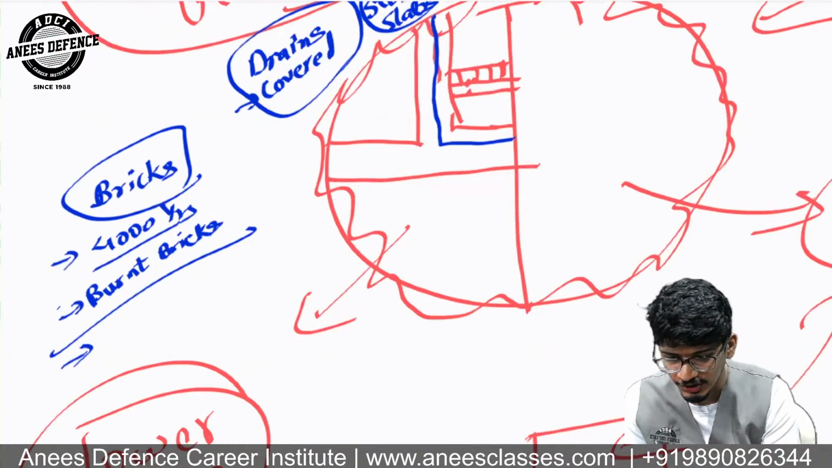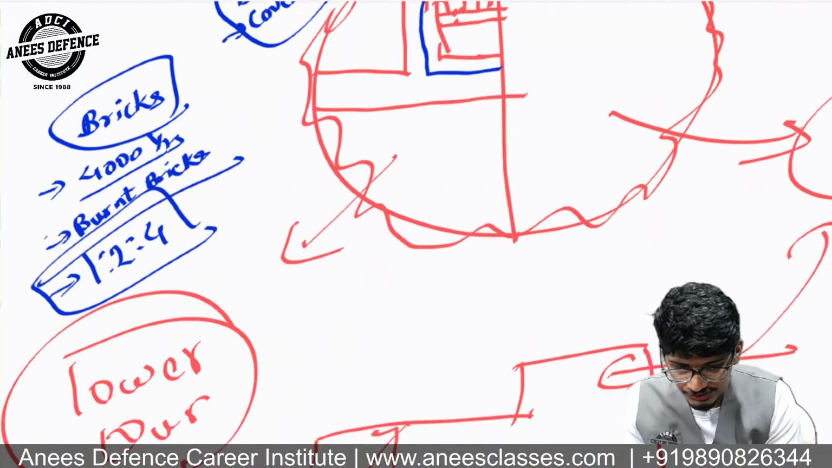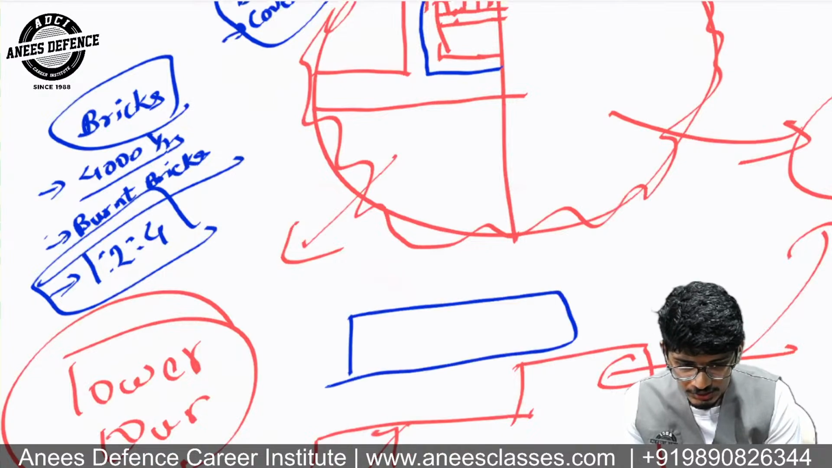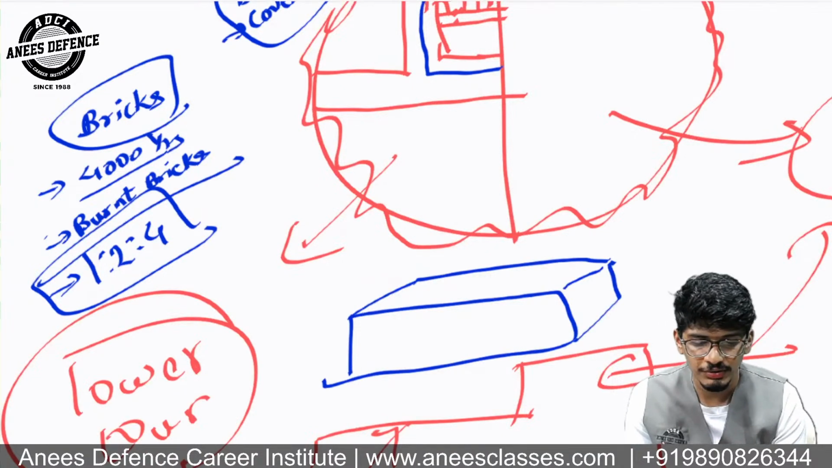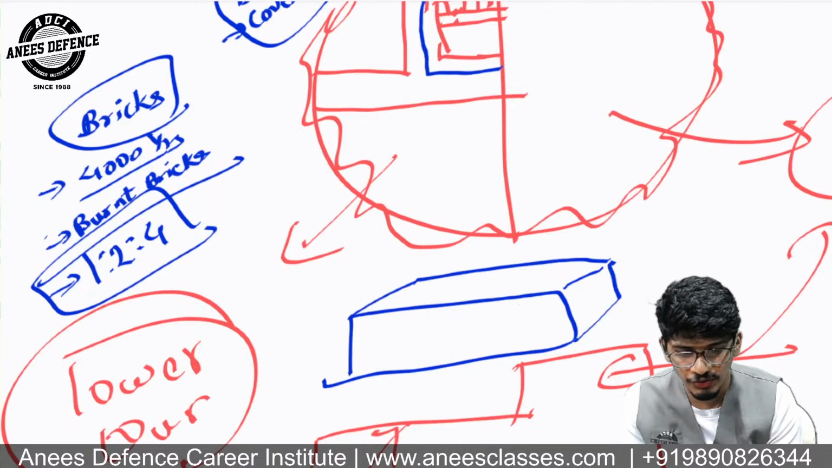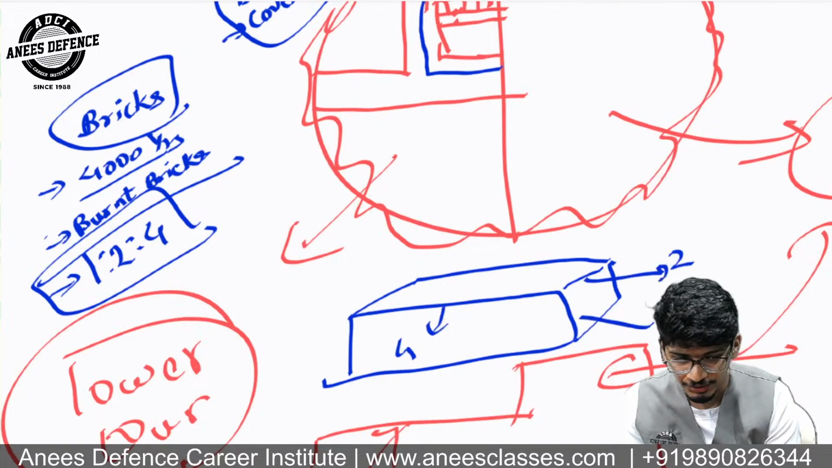The size of their bricks was 1:2:4. 1:2:4 means the ratio of dimensions of the brick was in the form of 4:2:1. 4 was the length, 2 was the breadth, and 1 was the height.